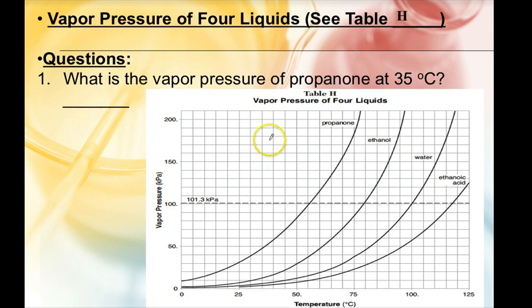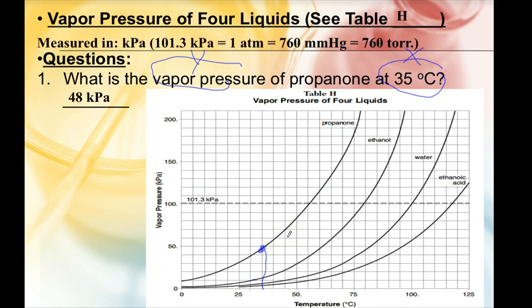It says, what is the vapor pressure of propanone at 35 degrees? So they're giving you a temperature, and they're asking you for the vapor pressure. So this is the y-axis. This is the x-axis. So let's locate 35 degrees. This is 30. This is 35. Follow it up until you hit the line for propanone, and it is right here. So the pressure at 35 degrees for propanone is going to be about 48 kPa. As you can see, that looks about right. If you move over, it's going to be about here.